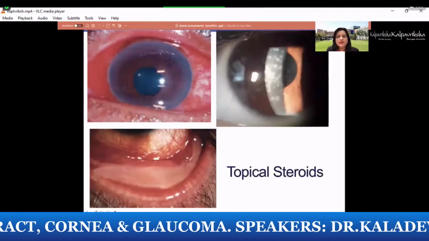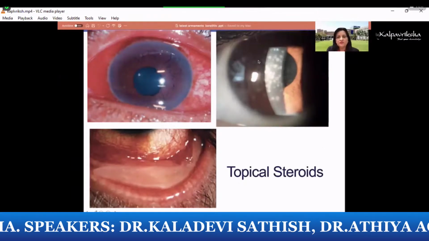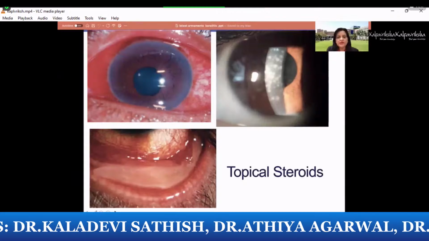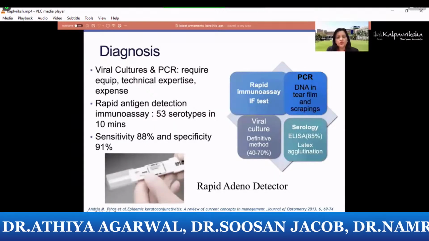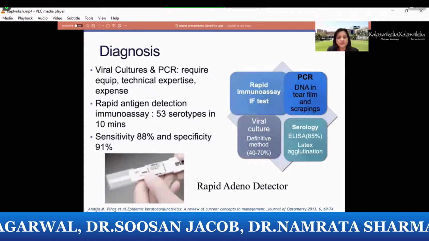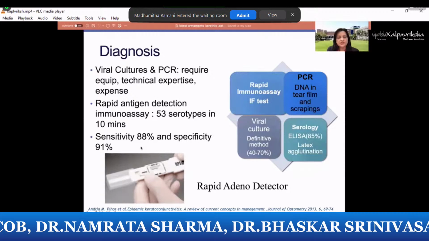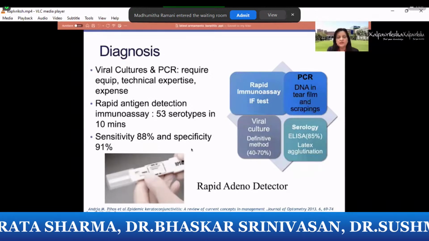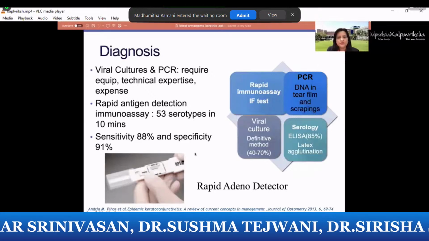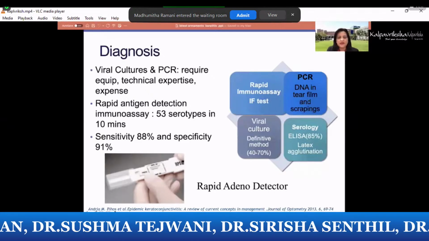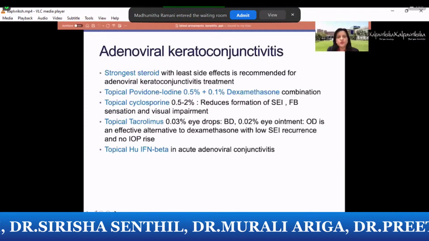Adenoviral keratoconjunctivitis, such as shown here, can be very difficult to treat, and you can have nuclear opacity, such as here in the center, which can scar. For detection of this, we now have the rapid adeno detector, which is a rapid antigen detection immunoassay that detects 53 serotypes. The sensitivity is 88% and specificity 91%, and this is much faster and better than PCR, which picks up the dead virus. The strongest steroid should be used for adenoviral keratoconjunctivitis.